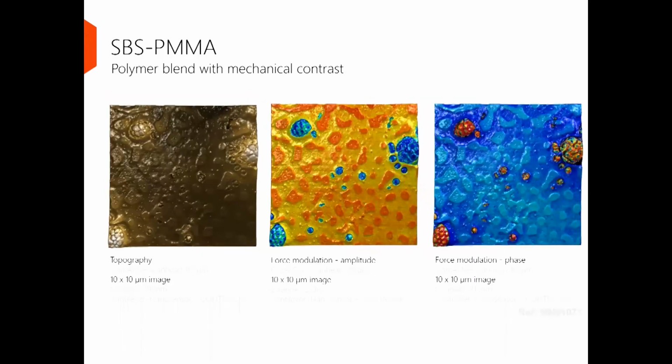Again, I mentioned polymers. We can do different types of polymer blends, and then we can look at topography, which on the left is a relatively uninteresting image, and we can start looking at mechanical contrast, in this case via force modulation. We can look at the amplitude signal or the phase signal, and it lets us see the difference in mechanical stiffness between the different regimes of our SBS in our methacrylate substrate.